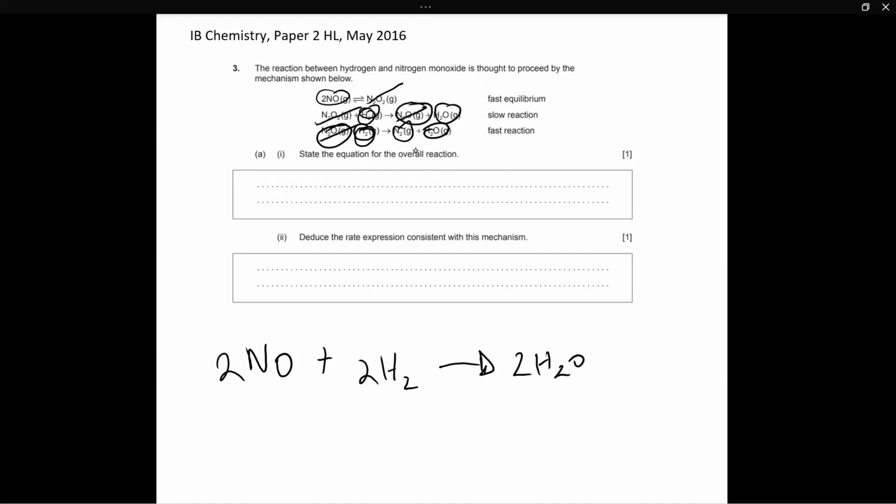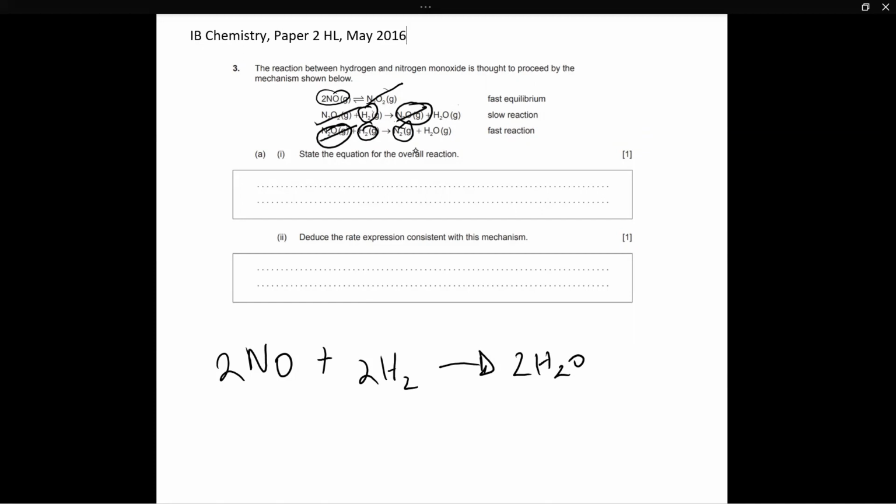But we don't cancel these two H2Os out because they're on the same side. They're both being produced. We only cancel those substances which are being produced and which are being used immediately. And it's the same case for H2 as well. We don't cancel H2 out because in both cases they're being used. They're not being produced and used. So produced and used means cancelled. N2O was produced and it has been used. Same case with N2O2. It was produced and then it was used. So you cancel them out.